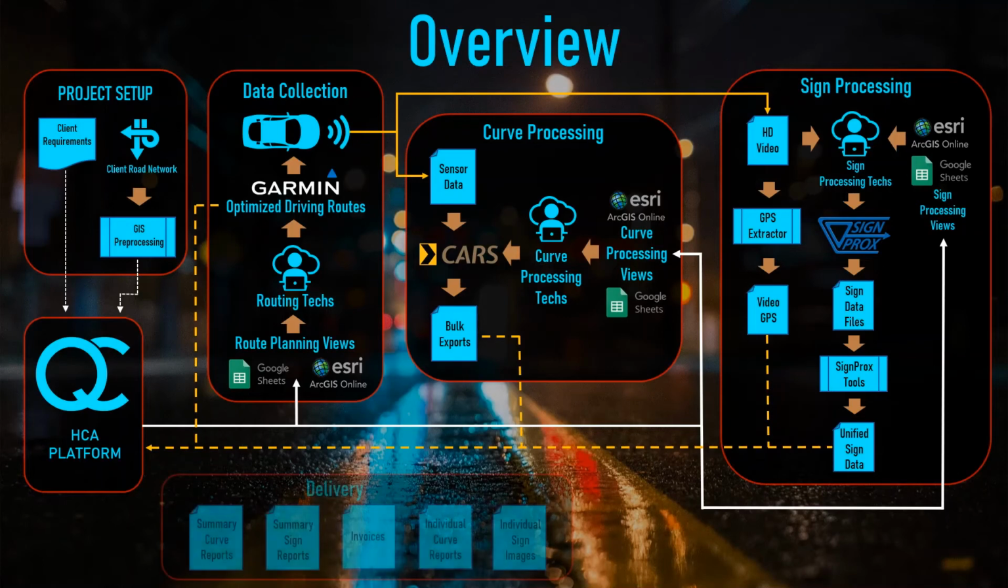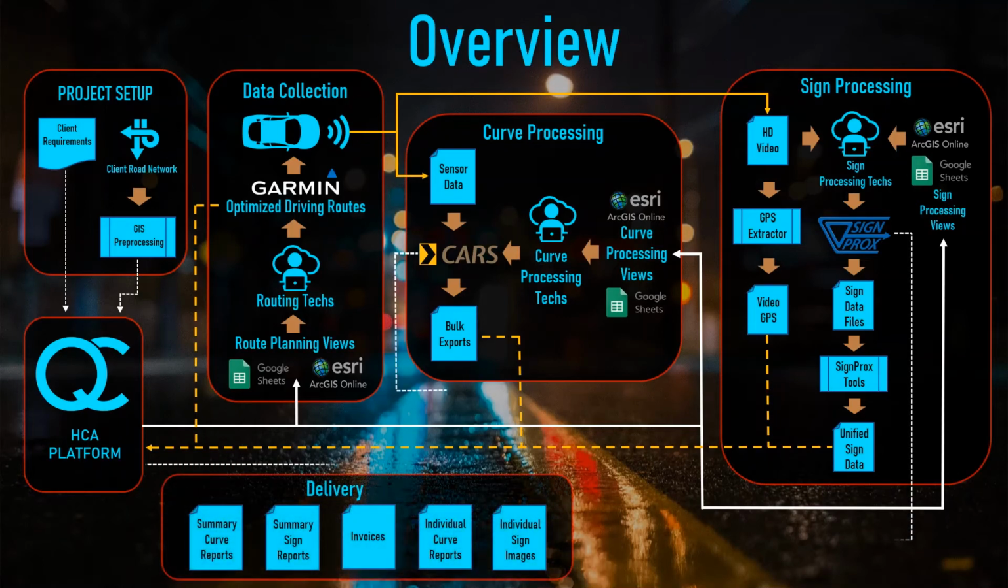Finally, delivery is a synthesis of outputs from our system and the CARS and SignProx systems. Generally, we will produce the summary and aggregate information, and CARS and SignProx is used to generate individual elemental reports about each curve and sign assembly. So that's the top-down view.